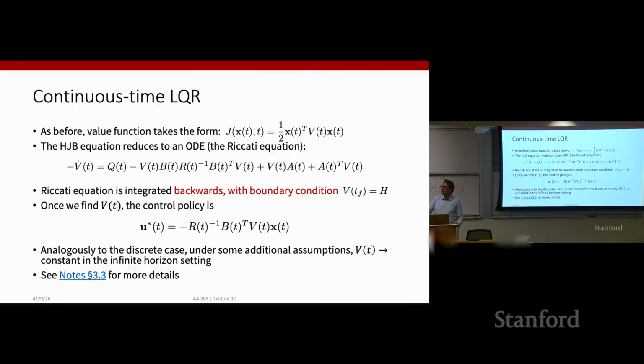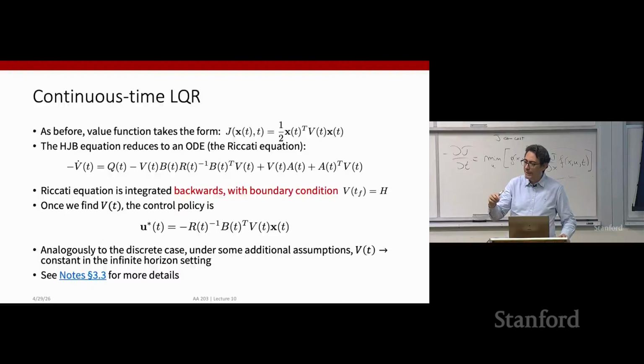Main point is that you would solve it still through the lens of dynamic programming. Now it's a bit more complicated because we have to solve a partial differential equation. But once you make this guess, it's not actually too complicated. And the main takeaways are that the optimal cost is still quadratic, and the optimal control is still linear feedback on the state. In the notes, you find all the details.